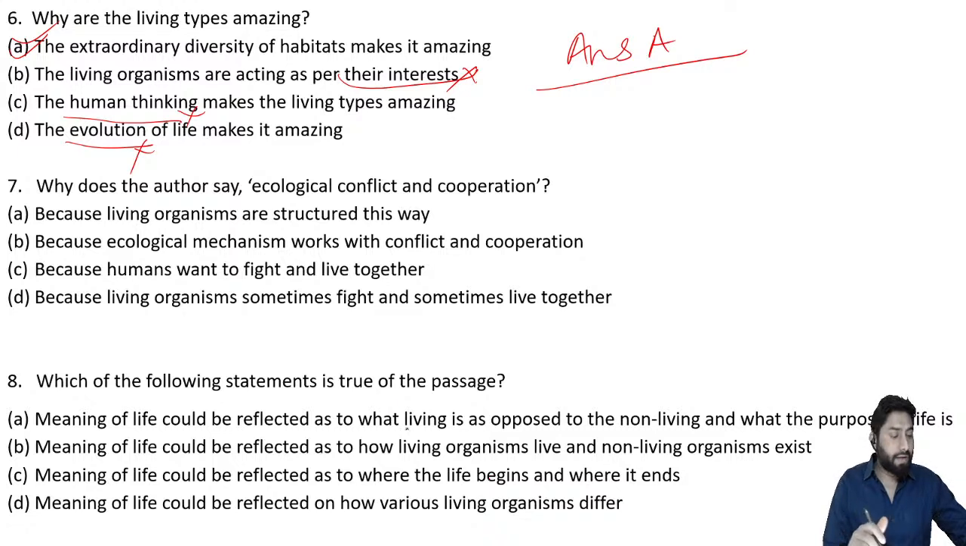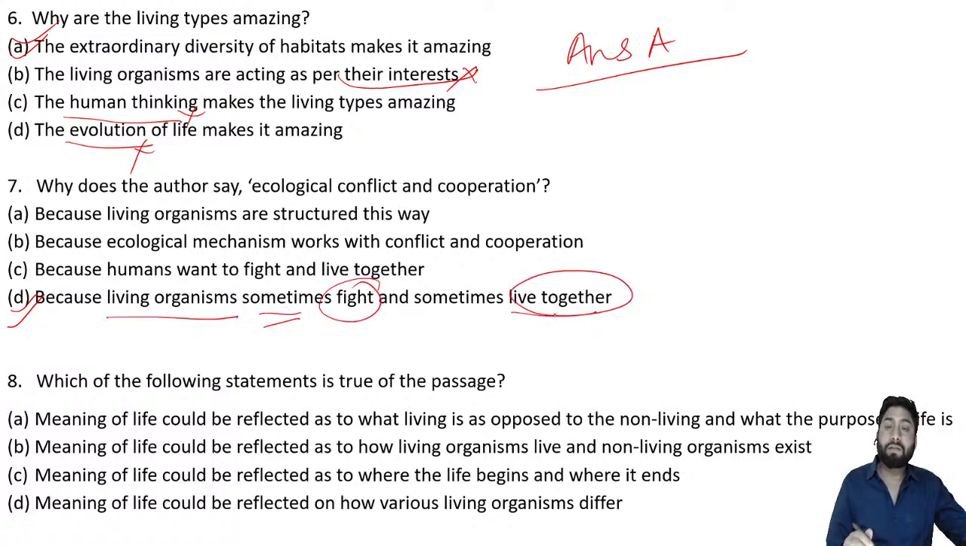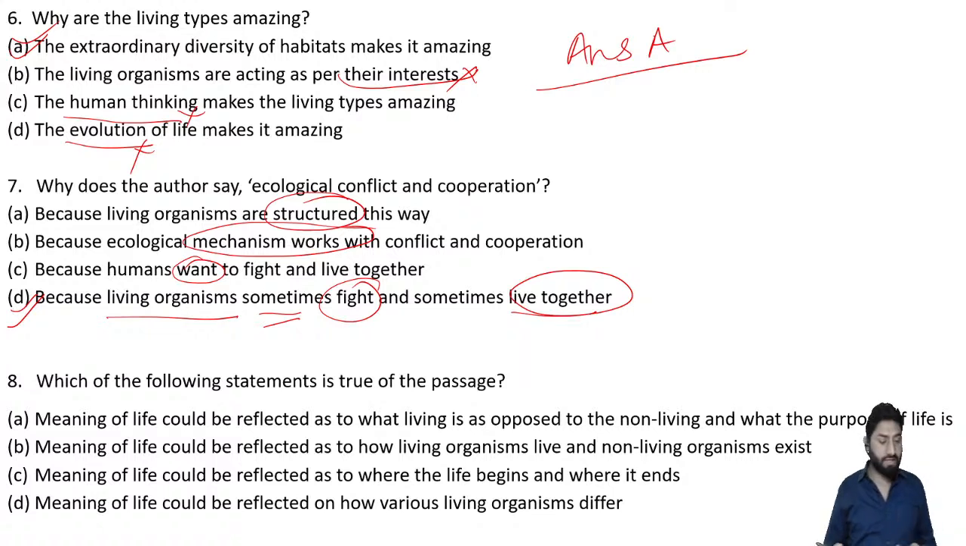Right? So anyway, if you talk about the contextual answer, जैसा कि हमने देखा हो, we must have marked this. So we reached to conclusion this one, because living organisms sometimes fight and sometimes live together, right? So if you go and read, because the human wants to fight and live, want, ऐसी कोई बात तो कहीं हुई नहीं है. Because ecological mechanism works with the conflict, एक mechanism works like that, ऐसी भी कोई बात नहीं हुई है. Because living organisms are structured this way, भी कोई बात नहीं है, but they actually live anyway. Sometimes they fight, sometimes they live together. That's the contextual answer. Next. So answer is D in this one.